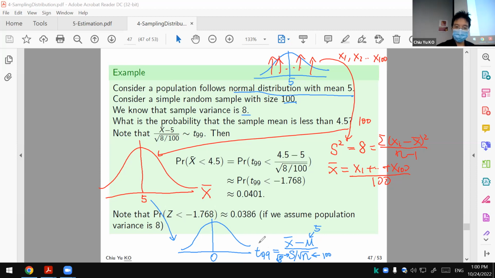So the question now is, here is 4.5. What is the probability that the sample mean is less than 4.5? So it's like this. We want to know this area, the probability of being less than 4.5. Before we do the calculation, let's see why we care about this.